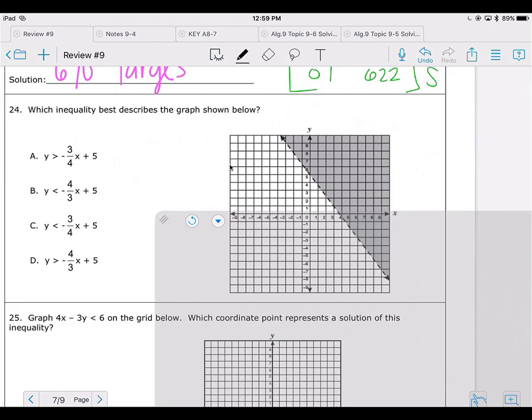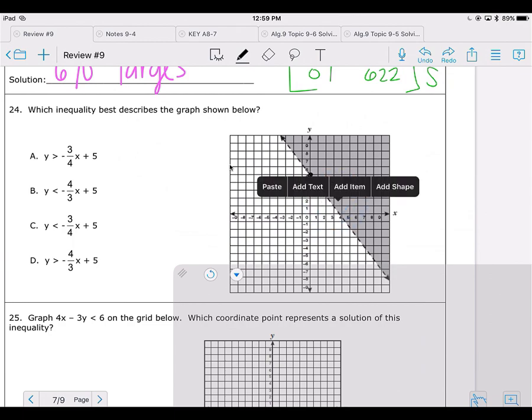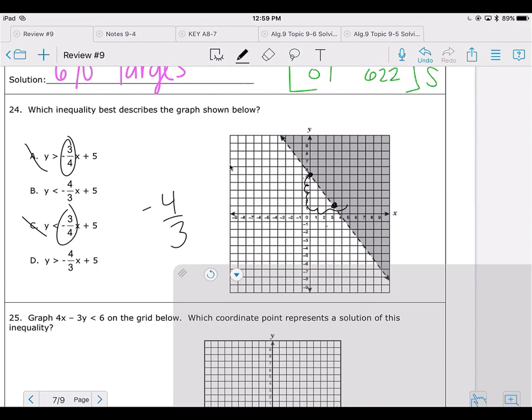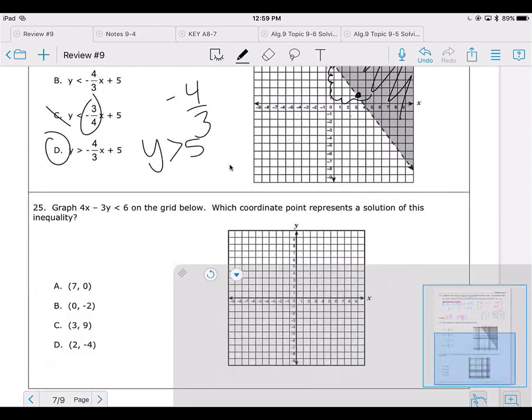24 asks for the inequality of the graph shown. We can see that our graph starts at 5 and goes down 4, to the right 3. There's our point. So we can mark out C and A because they have the wrong slopes. Y is greater than, because we're starting at 5 and shading everything greater than 5. So Y needs to be greater than 5, which is answer choice D.